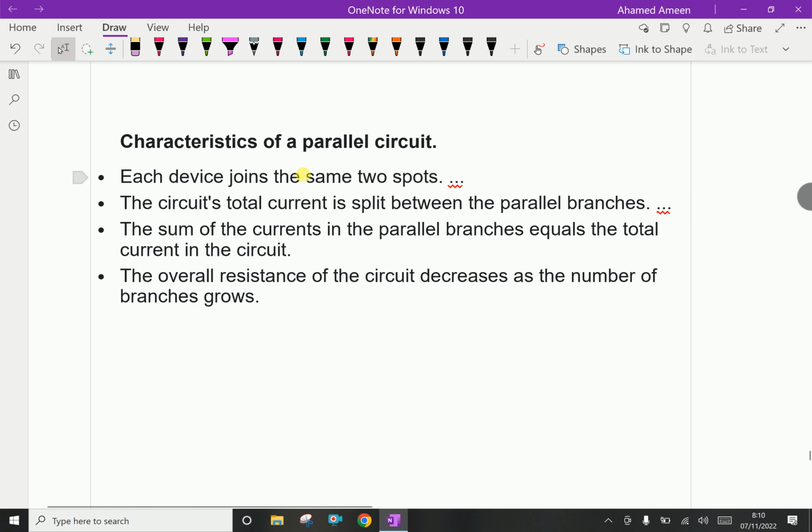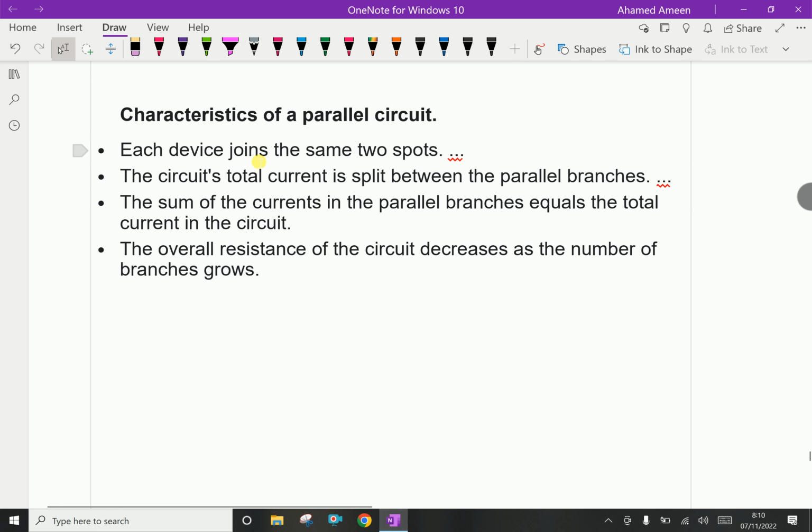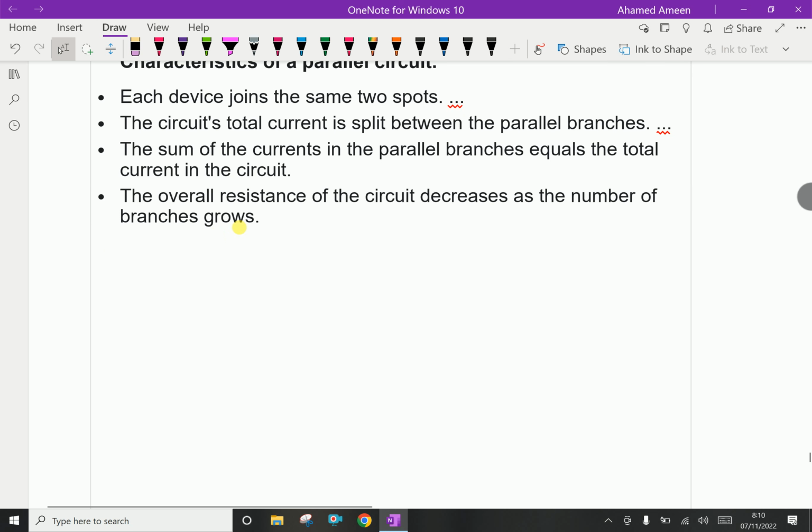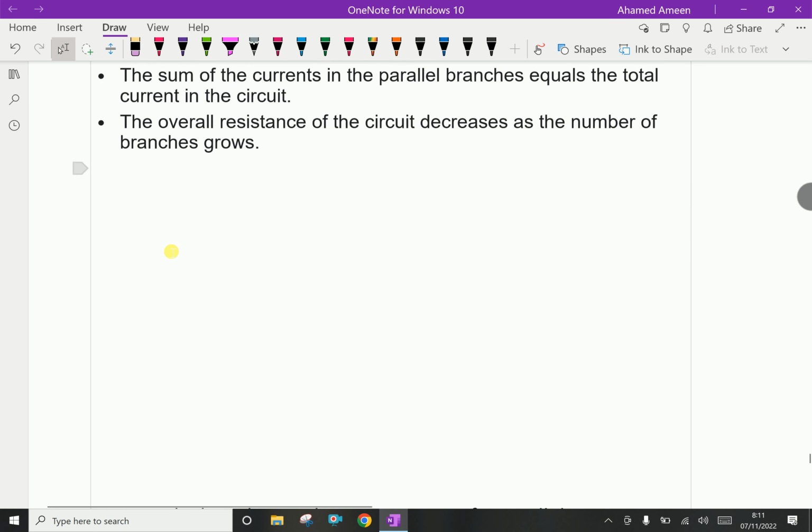Characteristics of a parallel circuit. Each resistor joins the same two points. The circuit's total current is split between the parallel branches. The sum of the currents in the parallel branches equals the total current in the circuit. The overall resistance of the circuit decreases as the number of branches grows.